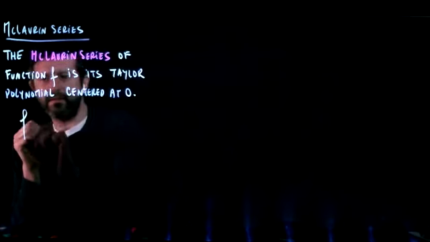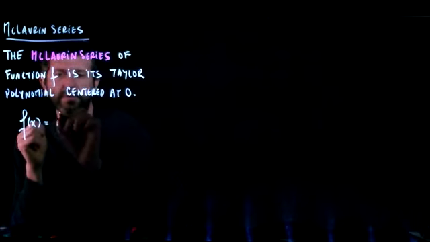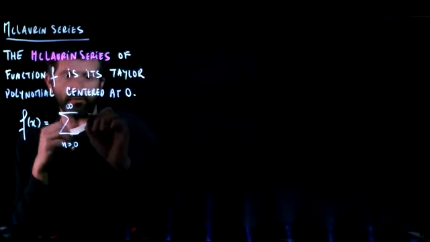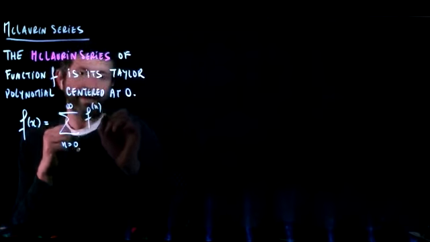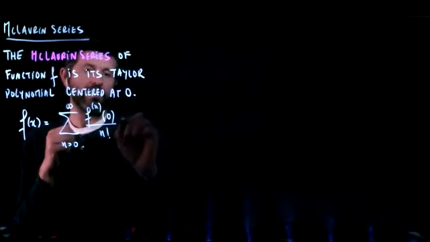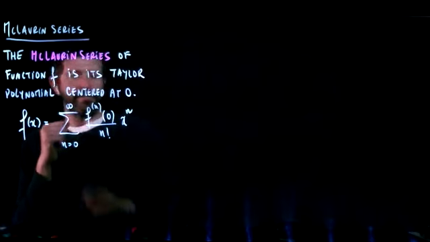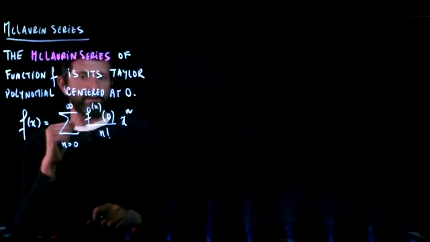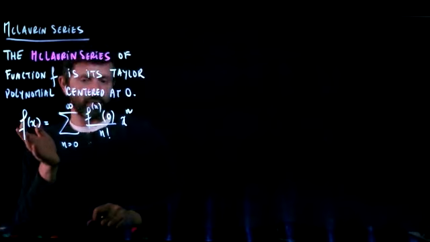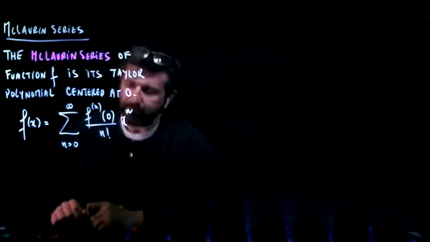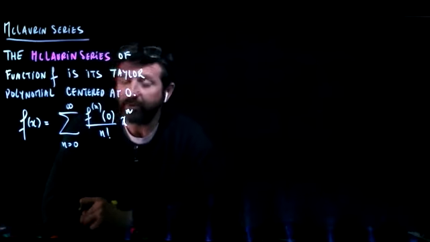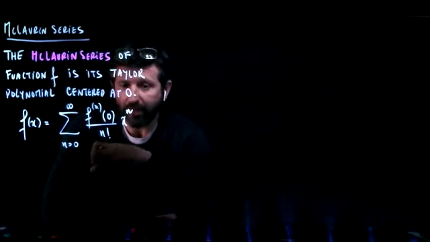Let me write it like this: f of x is equal to the sum from n equals 0 to infinity of the nth derivative, just like before. Now, instead of a, I have the derivative at 0 over n factorial, just like before. And instead of x minus a, I'll just have x minus 0, so x to the power n. This is the MacLaurin series of function f. This is much easier to express. The only thing is that we're going to have to find the general term of the MacLaurin series.